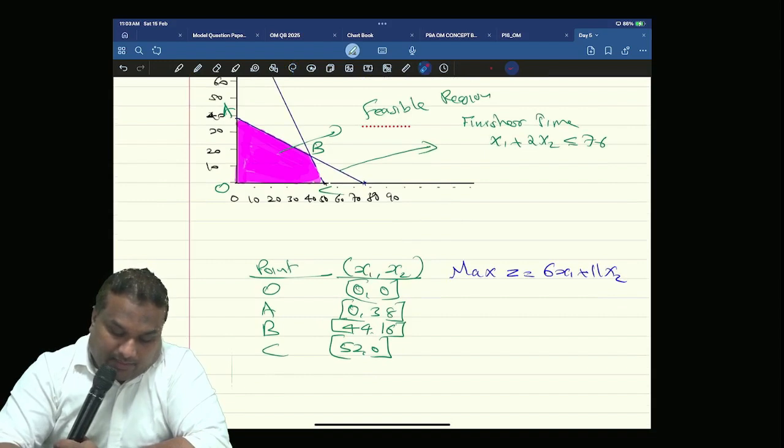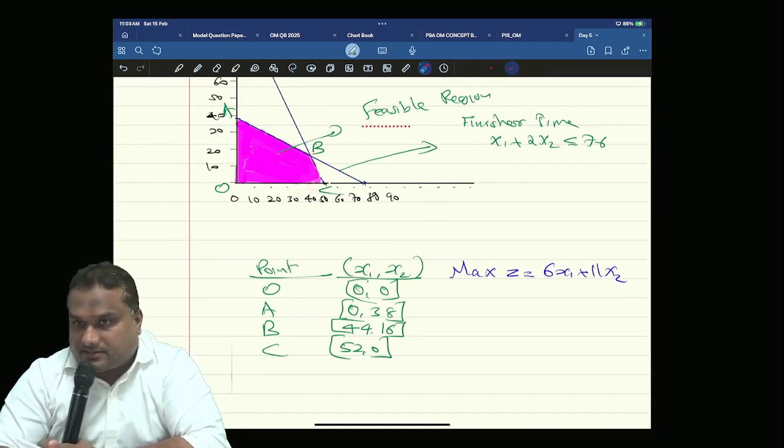The other way to find it from the graph is to plot the intersection here. You will get approximately 44 and 16. But the way I drew the graph is not perfect plotting. If it is perfect plotting, you will get x1 is 44, x2 is 16.